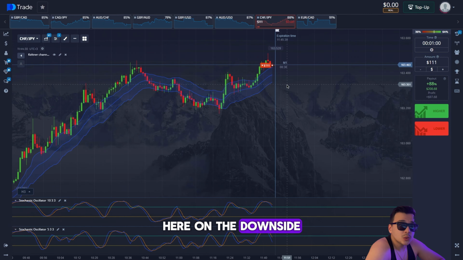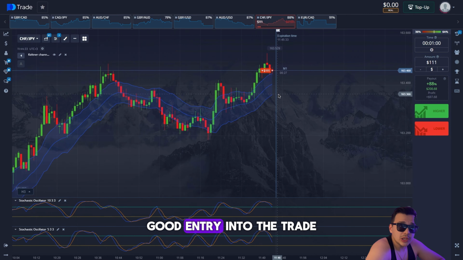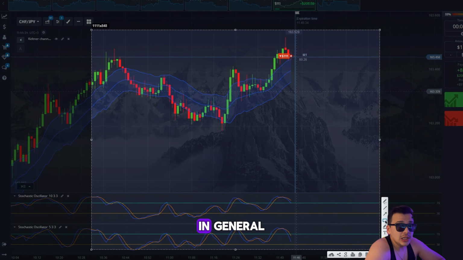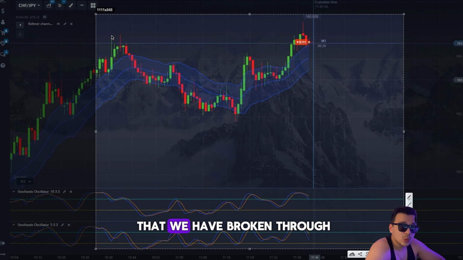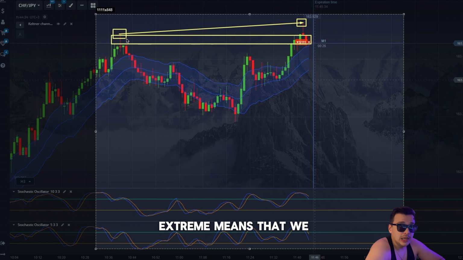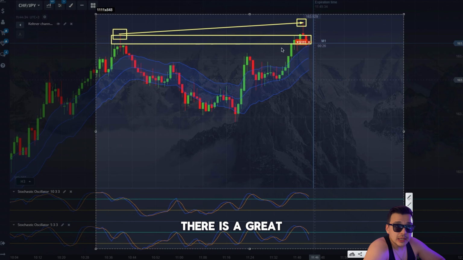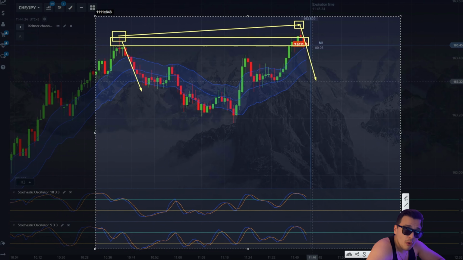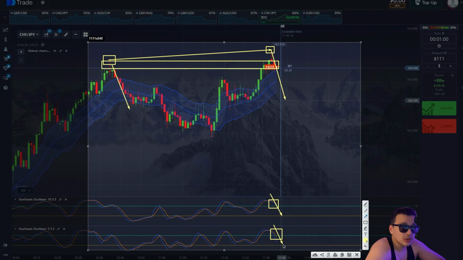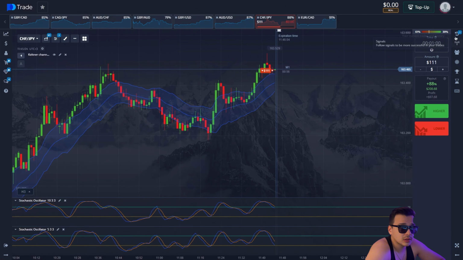Here on the downside we are going to open a trade. Good entry into the trade. Let's highlight the walking area for the explanation. In general, we can point out that we have broken through the resistance area. We have formed a new local high accordingly. The new extremum point means that we should have a great pullback in price. And in general we see an exit from the overbought area on stochastics. We see an exit. We open on the downside.